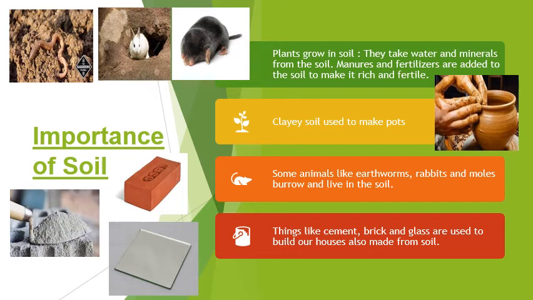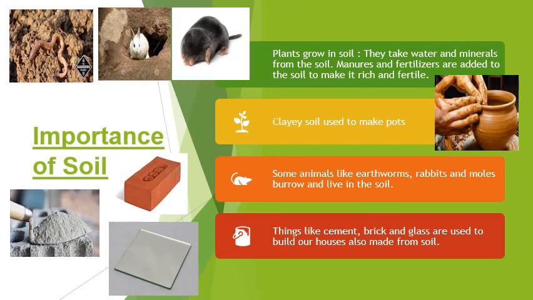Next is the importance of soil. First, plants grow in soil. They take water and minerals from the soil. Manures and fertilizers are added to the soil to make it rich and fertile. Then plants can grow better and give greater yield.